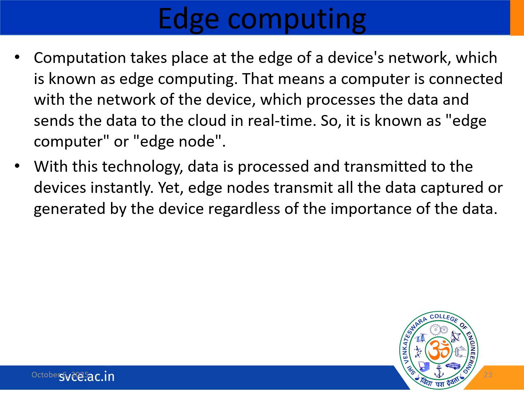So next we have edge computing. So we'll see what is meant by edge computing. Computation takes place at the edge of a device network. So already you know what is meant by an edge device. That process we call edge computing. It means a computer is connected with the network of the device, which processes the data and sends the data to the cloud in real time. So it is known as an edge computer or edge node. With this technology, data is processed and transmitted to the devices instantly.